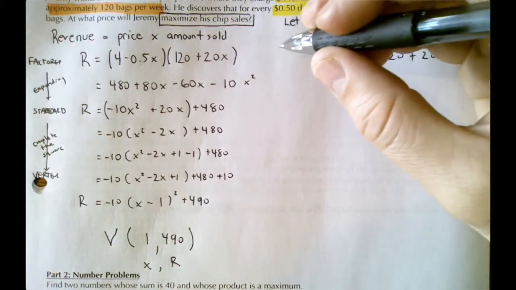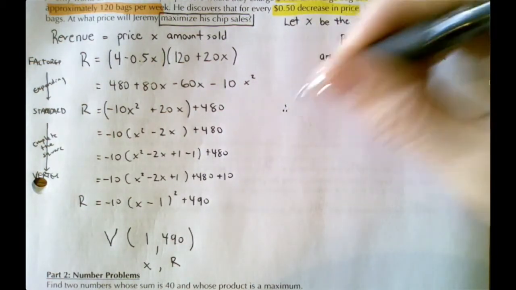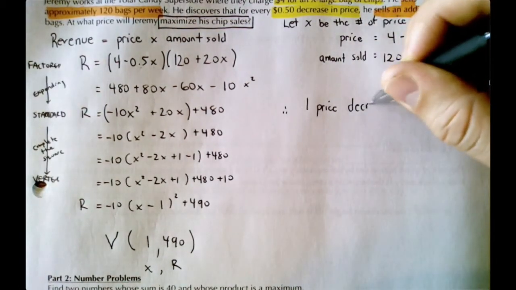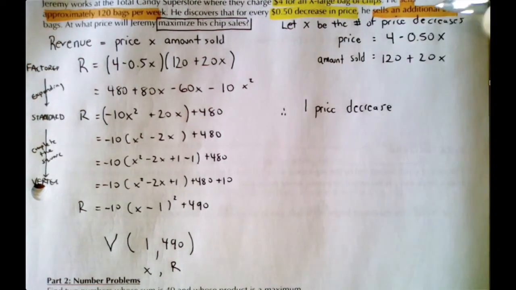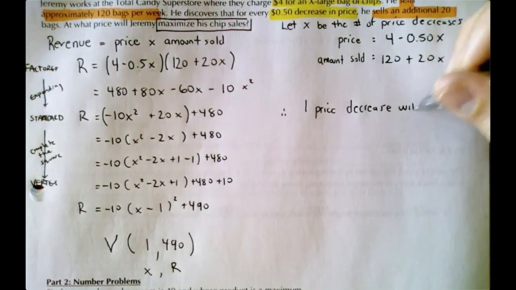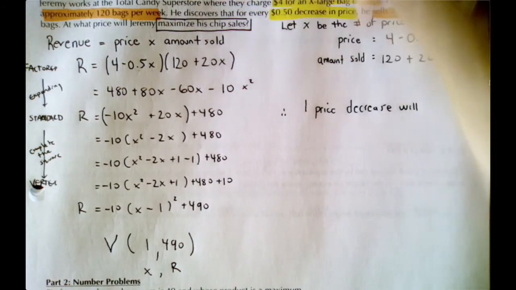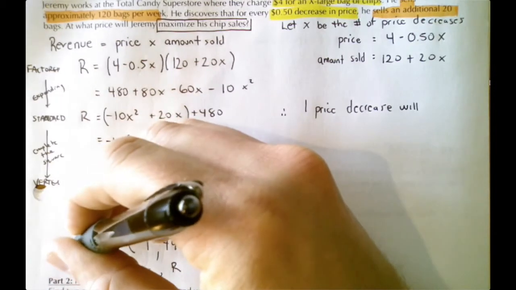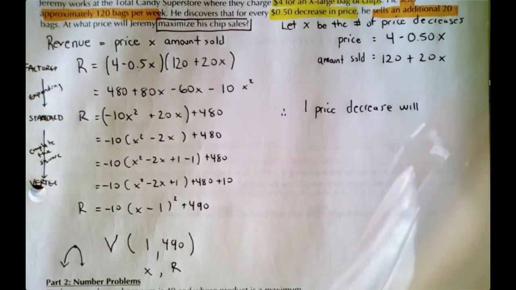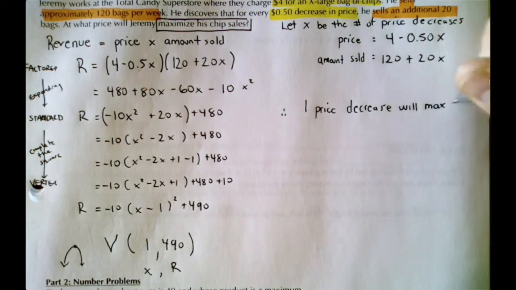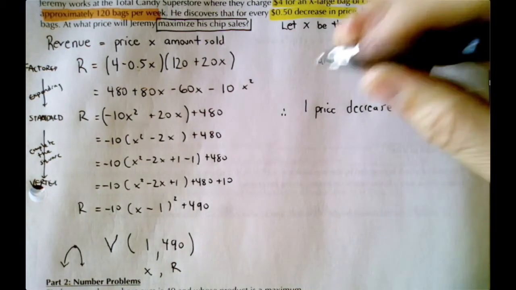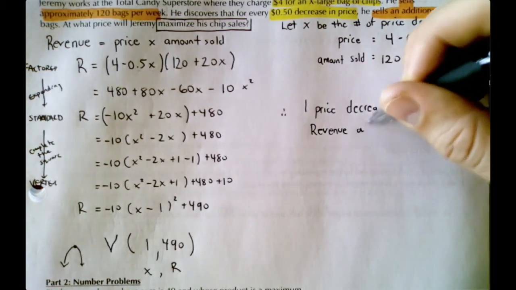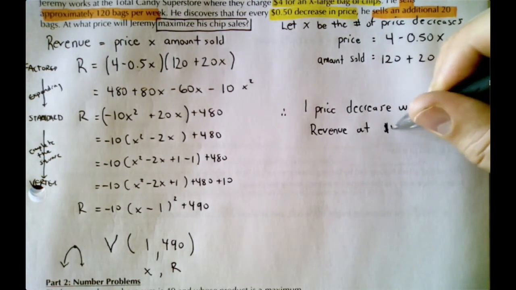So let's come up with a conclusion. Therefore, one price decrease will, the question says, maximize. And if we look, our parabola would open down. So we'd have a maximum as our vertex. We'll maximize revenue at $490.